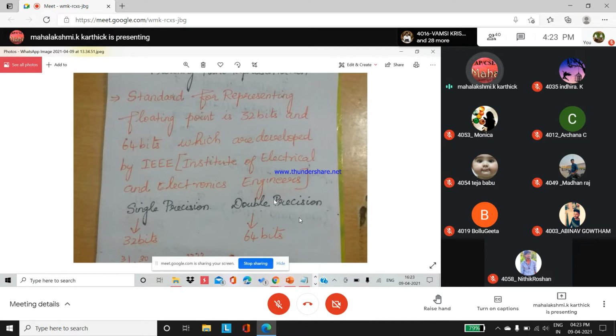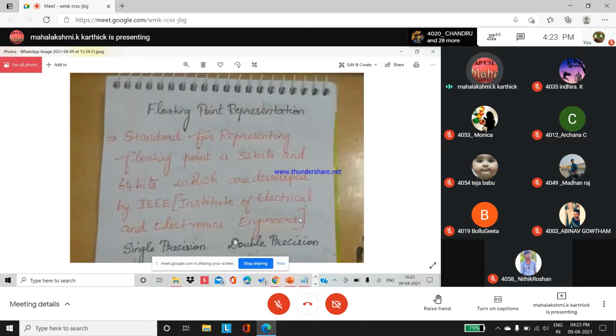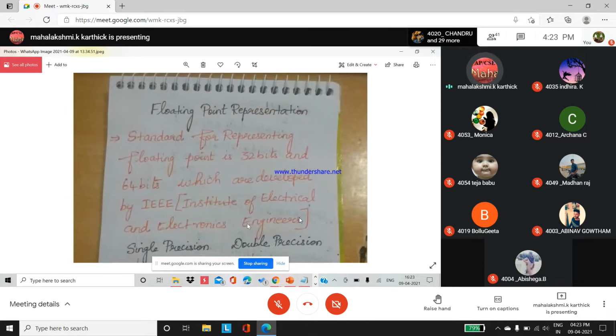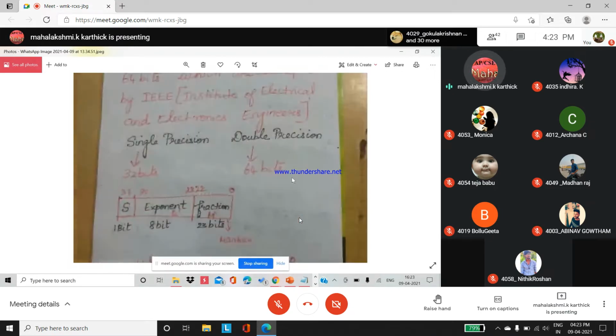And there are two concepts. Try to understand. When you are coming across the floating point representation concept, we have to know the standard way of representing in the IEEE format. So what is the standard way of representing this? If your processor is a 32-bit processor, then we will follow the single precision format. And if it is 64-bit, we have to follow double precision. You have to remember both of these. So this is single precision, double precision.